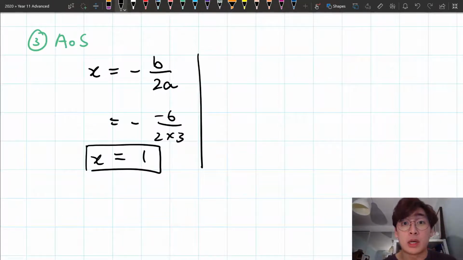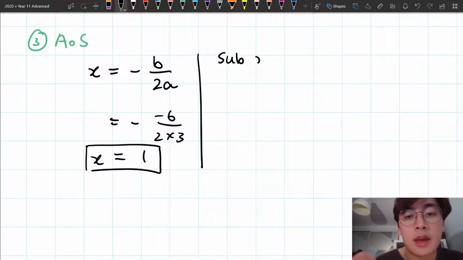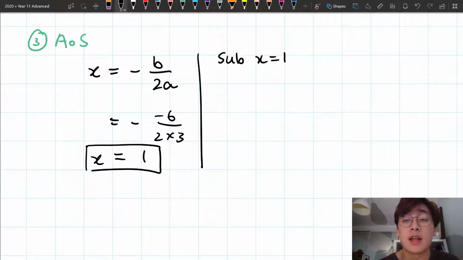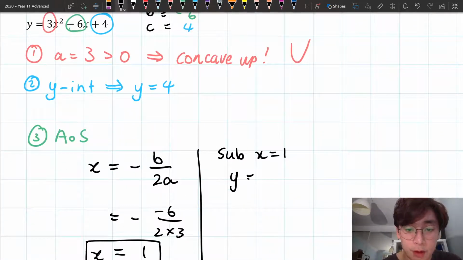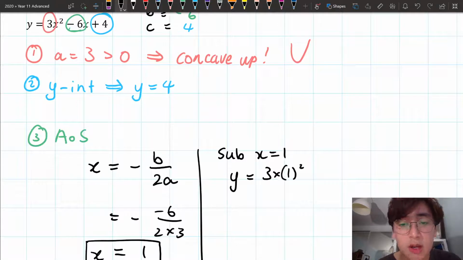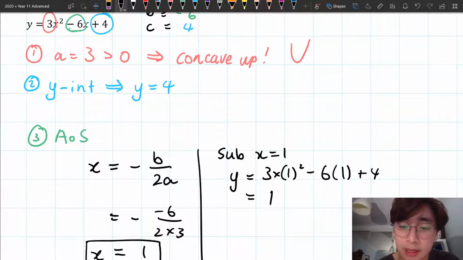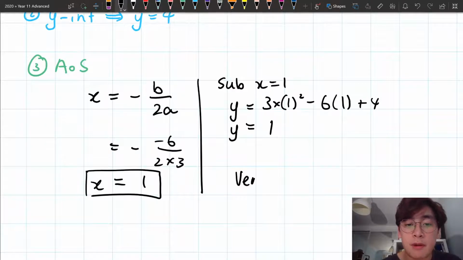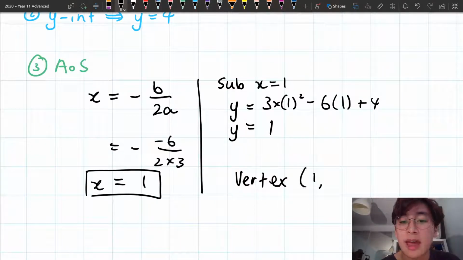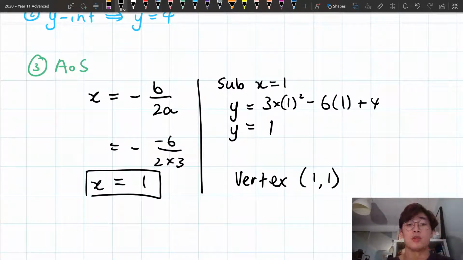Now that I've got that, what do I need to do? Well, I'm going to sub x is equal to 1 back into my quadratic function so I can find the y coordinate for my vertex. So here I'm just going to have y is equal to 3 times 1 squared minus 6 times 1 plus 4. When I do this, I think it ends up giving you 1. Let me just show. Yes, that is correct. So y is equal to 1. So I have my vertex at x coordinate 1, which is the axis of symmetry, and y coordinate 1. Okay, cool. That's the first 3 steps: concavity, the y-intercept, and the axis of symmetry.